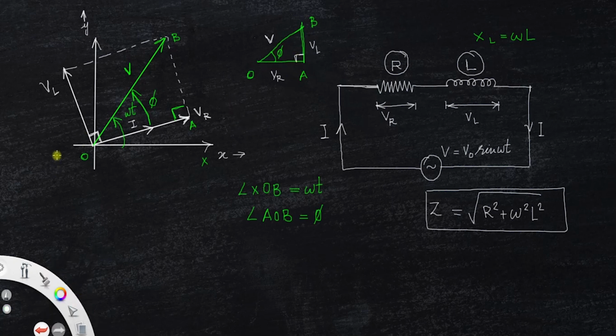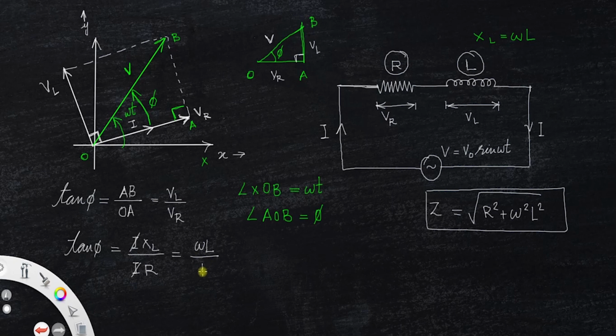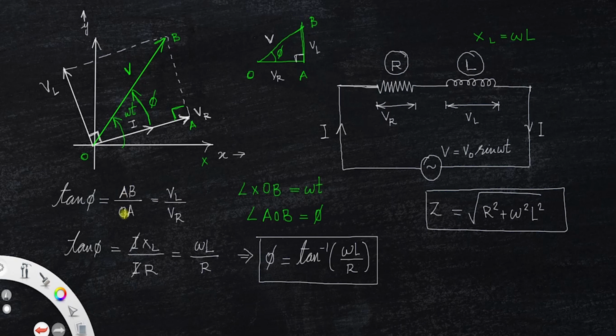And if you take the value of tan phi, it is the opposite side AB upon the adjacent side OA, or you can write VL divided by VR. That is, tan phi is equal to, we already discussed, VL equal to I XL by VR equal to IR. Cancel this I and I. Again, XL is omega L by R. Implies tan phi is equal to omega L by R, or phi equal to tan inverse omega L by R. So this is the phase angle.